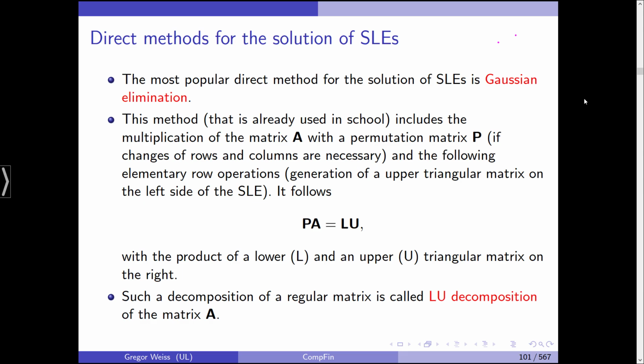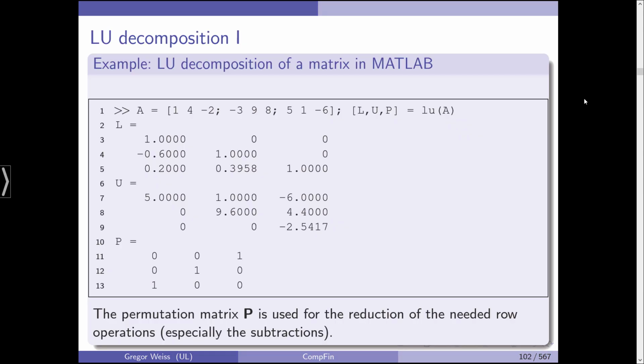In fact, if you do this correctly, you get a so-called LU decomposition with a lower and an upper triangular matrix on the right. Such a decomposition of a regular matrix is called the LU, or sometimes also called LR decomposition. So what we will do here is look at solving systems of linear equations not with Gaussian elimination as we've done in high school, but using the LU decomposition itself. As we will see later on, it's much faster.